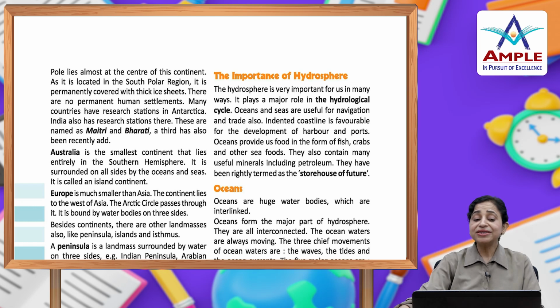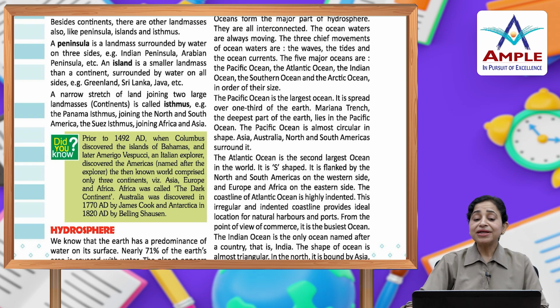The continent lies to the west of Asia. The Arctic Circle passes through it and it is bound by water bodies on three sides. Besides continents, there are other land masses also like peninsula, islands and isthmus. A peninsula is a land mass surrounded by water on three sides, for example, Indian Peninsula, Arabian Peninsula, etc.